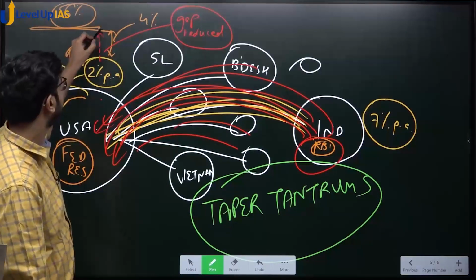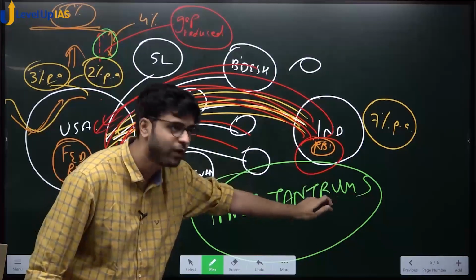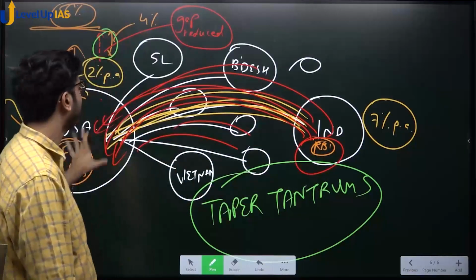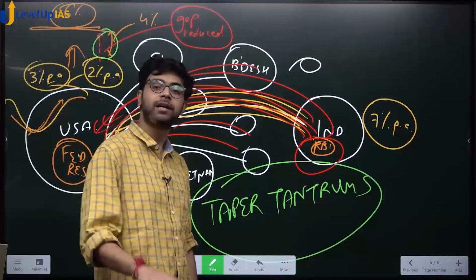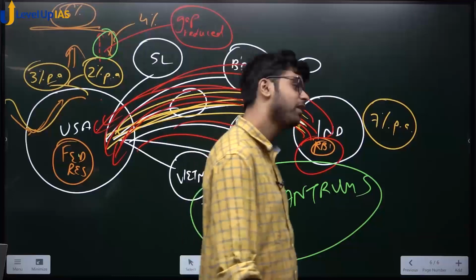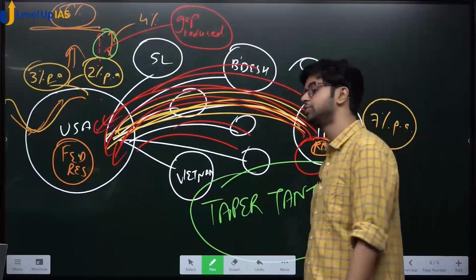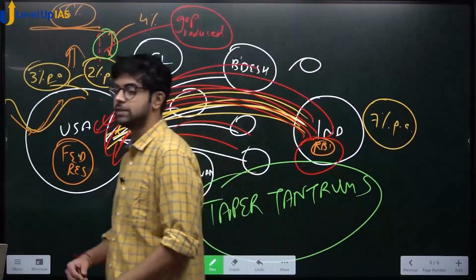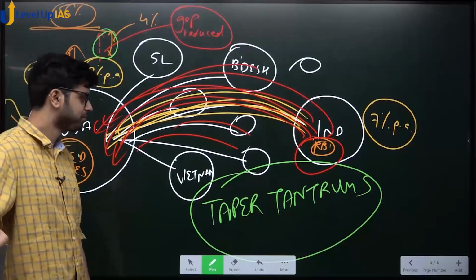Did you get why taper tantrums? Because this gap is getting tapered, and who is throwing tantrums? India, RBI is throwing tantrums. Why? Because money is suddenly flowing out of the country back to its origin. This is called taper tantrums. This happened in 2013 with developing countries including India. This happened in 2013. This is called taper tantrums. Okay, very, very important concept, taper tantrums.